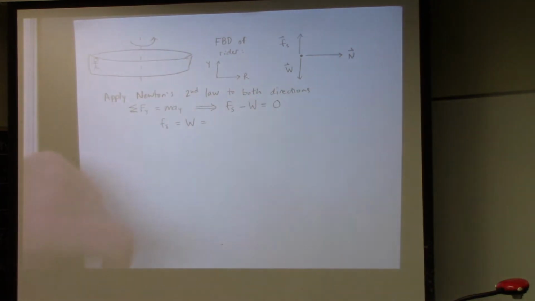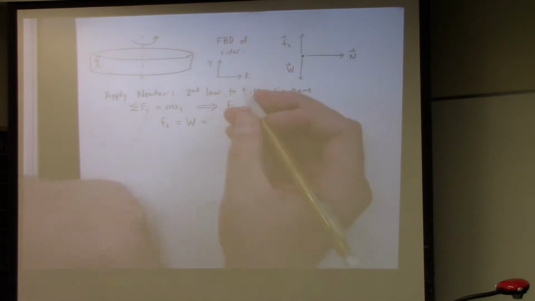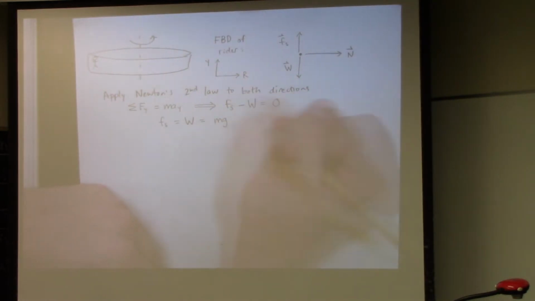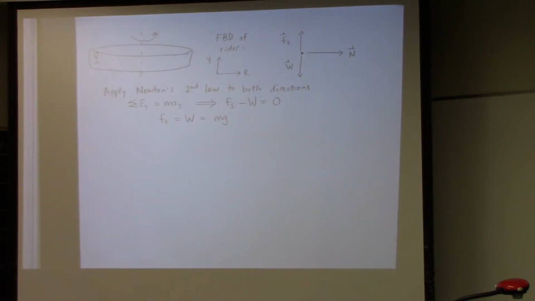In other words, the static friction and the weight are equal in terms of their magnitudes, but weight is always equal to m times g, so there we have it. The static friction force, in order to hold the rider there, is equal to m times g.